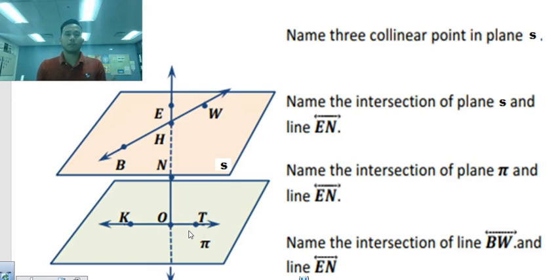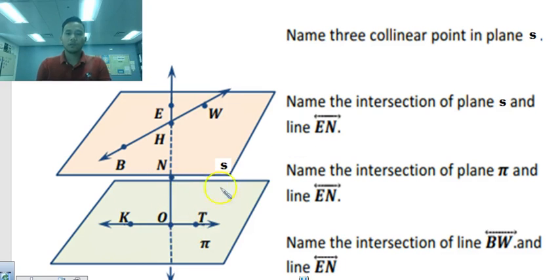Those are the basics of your geometry. We have the plane, we have your lines, and the points. We have point E, point W, point H, point P, point N. Point N is on neither plane S nor plane pi.